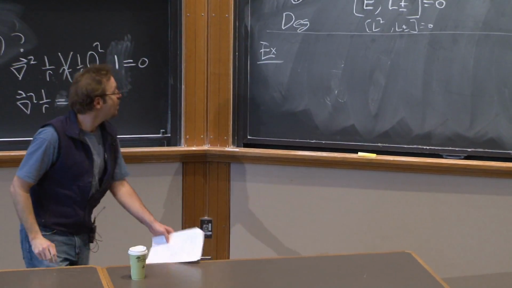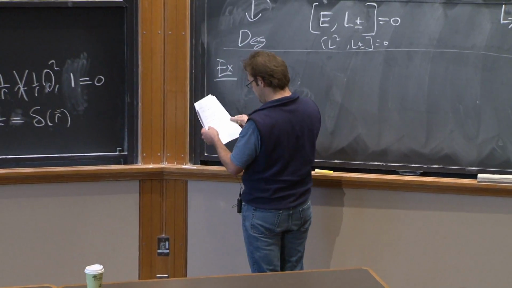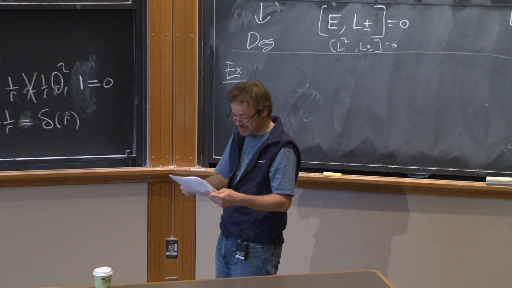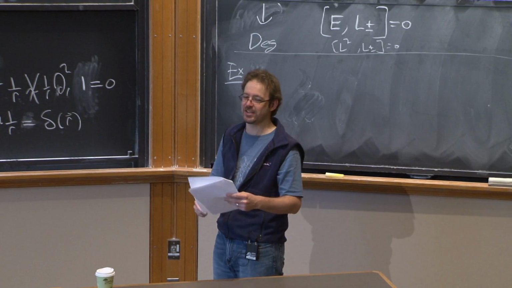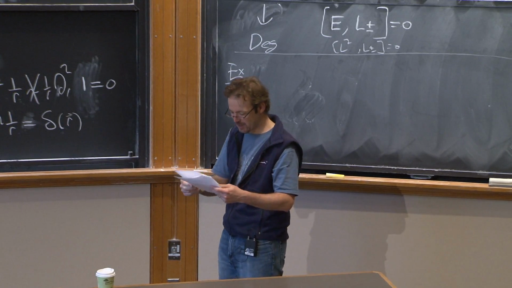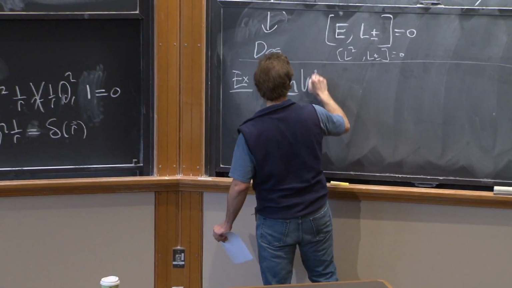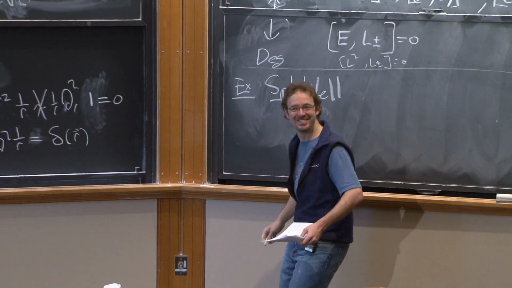Cool. OK, so let's do some examples. The first example is going to be, actually, I'm going to skip the spherical well example because it's just not that interesting. But it's in the notes, and you really need to look at it. Oh, hell. Yes, I'm going to do it. OK, so spherical well. I'm going to do it in an abridged form, and maybe it's a good thing for recitation.